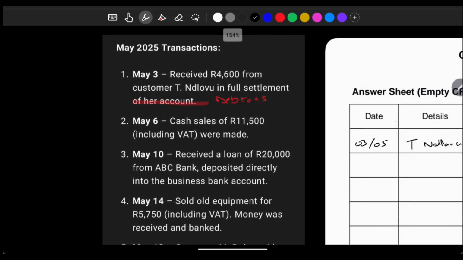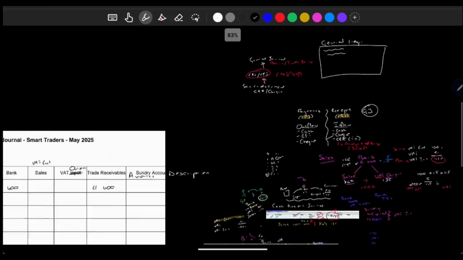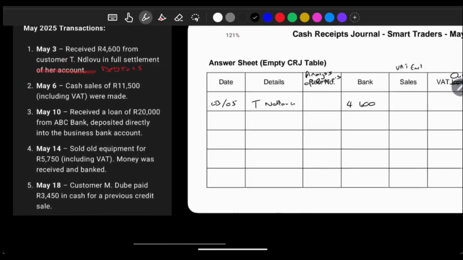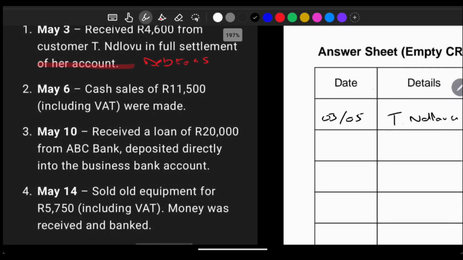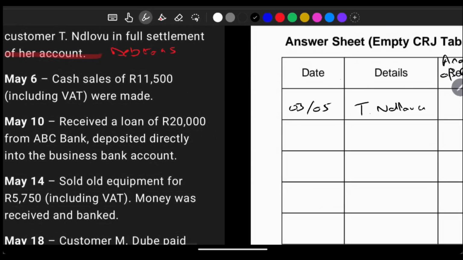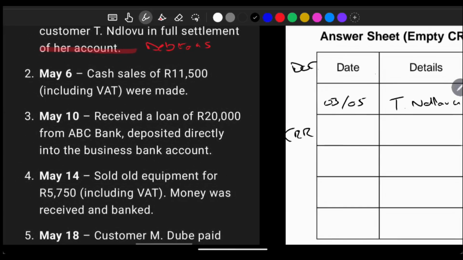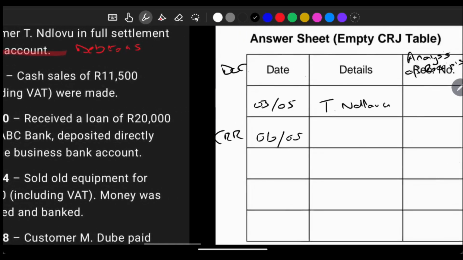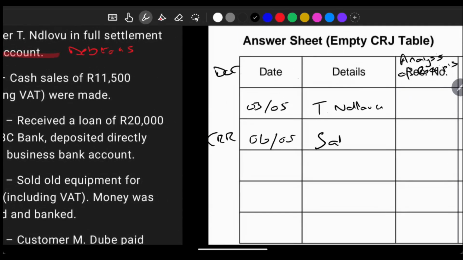Second transaction, May 6: cash sales of 11,500 including VAT were made. Cash sales we know come from our cash register roll. So here, if there was a document, we would say CRR, cash register roll, the date 6 May, 0605, details: sales, because you sold something.